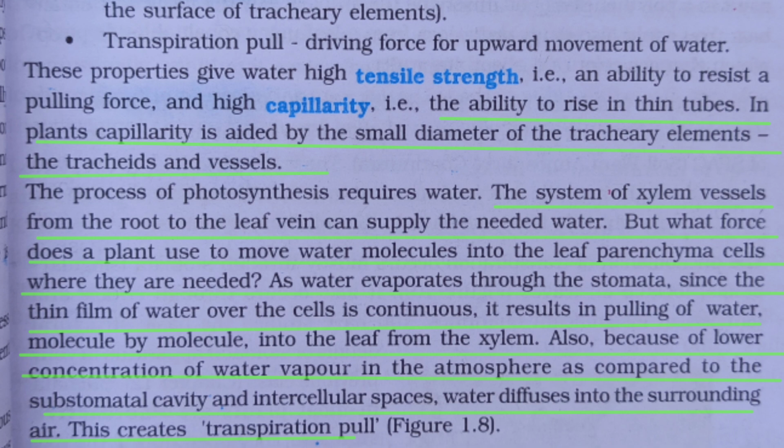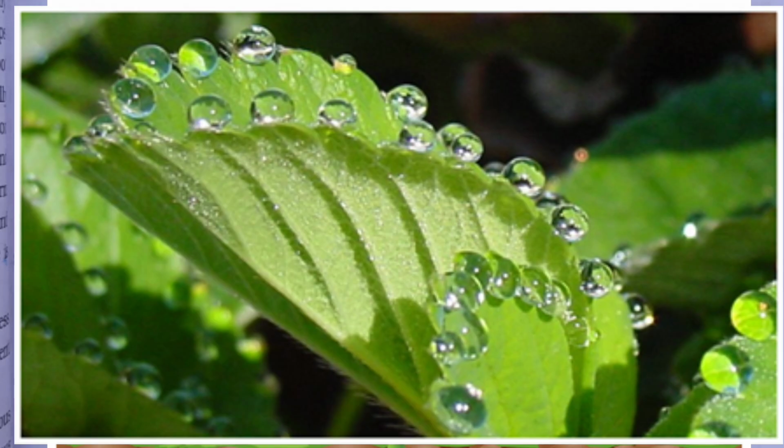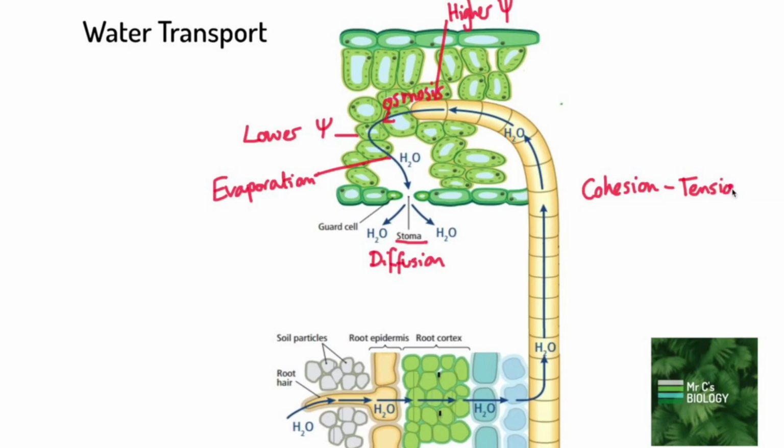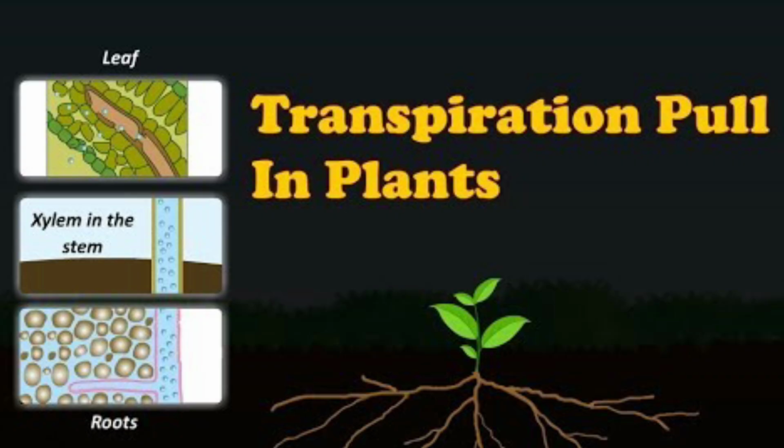The plant does not use force to move water molecules into the leaf parenchyma cells. Here water evaporates through the stomata. Since the thin film of water over the cells is continuous, it results in pulling of water molecule by molecule into the leaf from the xylem. Because of a lower concentration of water vapor in the atmosphere compared to the substomatal cavity and intercellular spaces, water diffuses into the surrounding air. This creates transpiration pull.